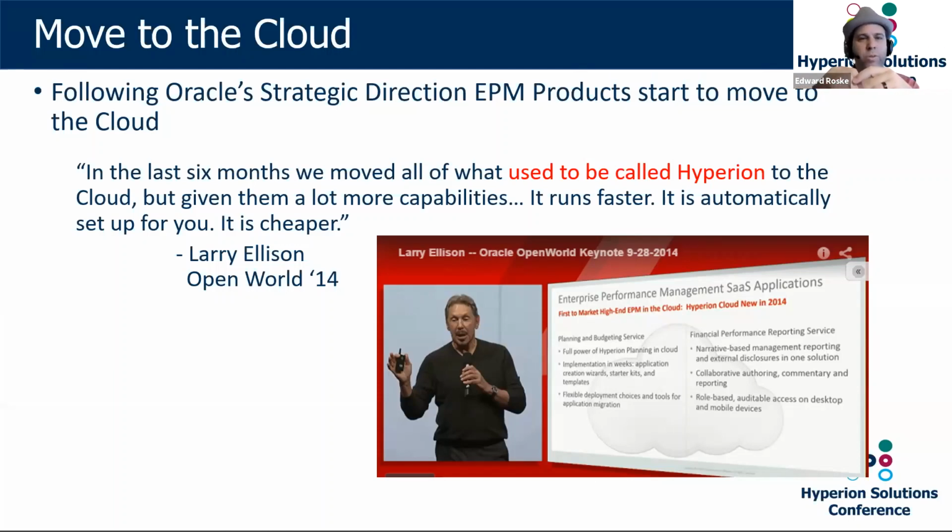It was not true in October of 2014 that there were a ton more capabilities. Enterprise Performance Reporting Cloud Services did come out in 2014. The first version of planning, PBCS, did come out in 2014. All of what used to be called Hyperion did not go to the cloud in 2014. But Larry is awesome because he's got this kind of reality distortion field where he just wills it into existence. So once he said it, they had to make it true.